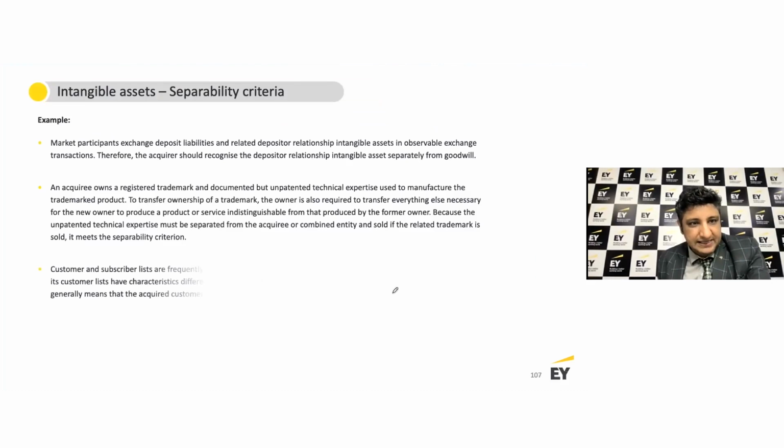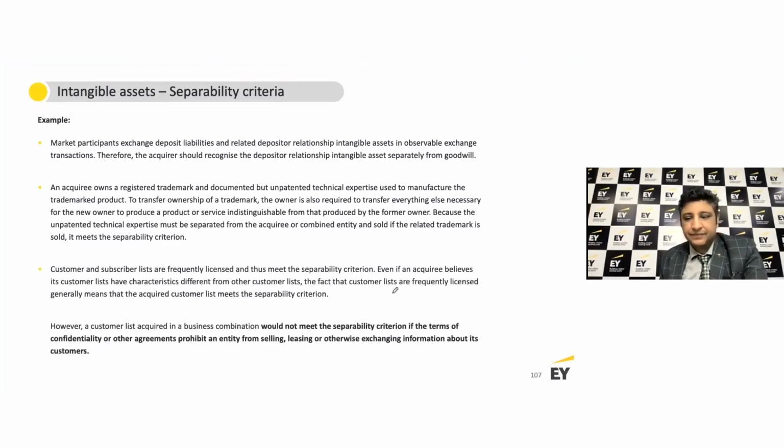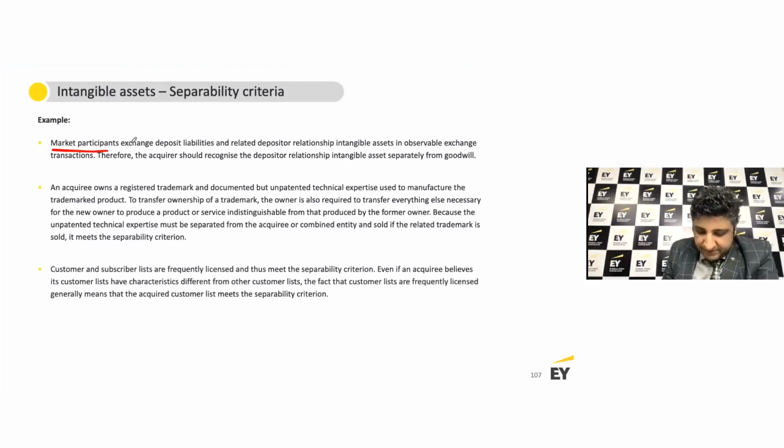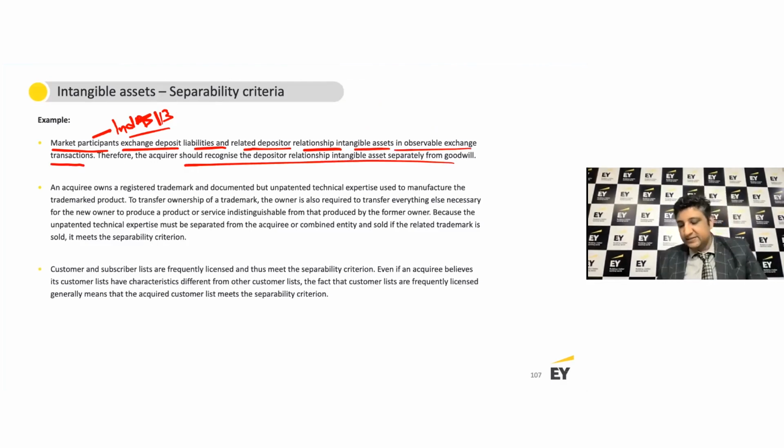Let's have a look at several examples around it. It says that market participants, again, this term is always coming from Ind AS 113, fair value measurement, right? They exchange deposit liabilities and related depositor relationship intangible assets in observed exchange transactions, and accordingly, these depositor relationship intangible assets are recognized separately from the goodwill, right?